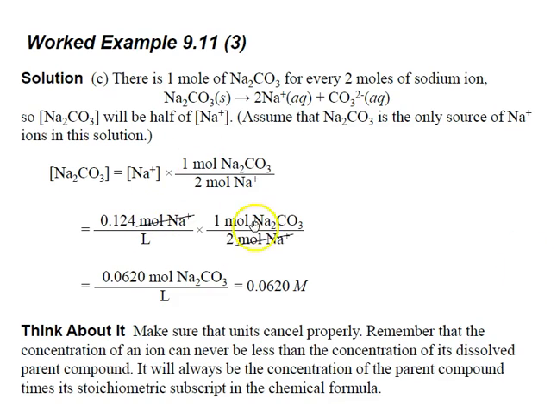And as they've written it here, if you set it up so that units will cancel, make sure that your units cancel properly. Also remember that the concentration of an ion can never be less than the concentration of its dissolved parent compound. It will always be the concentration of the parent compound times its stoichiometric subscript in the chemical formula.